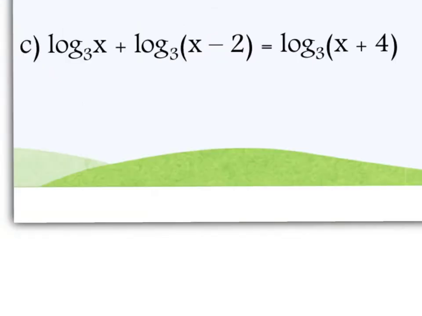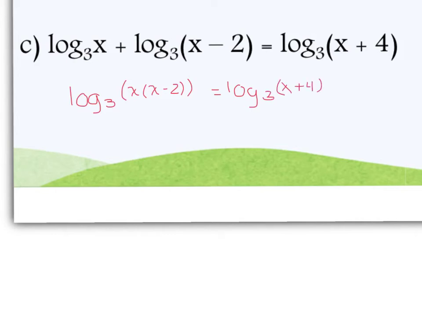Alright, for part C, you have to condense before proceeding. So I want to condense based on what we discussed in our previous lesson. I condensed these two logs because the bases are the same. They're being merged through addition, so I can join these with the product. So I'm going to rewrite this as log base 3 of x times x minus 2 equals log base 3 of x plus 4.